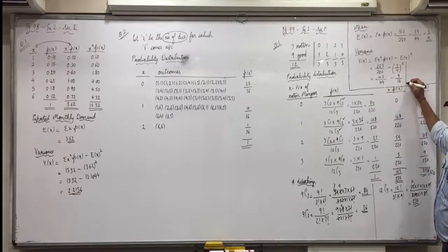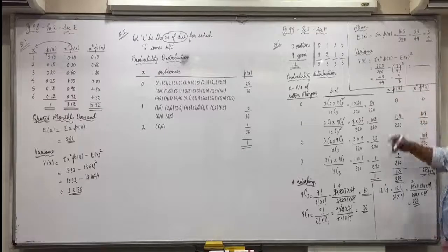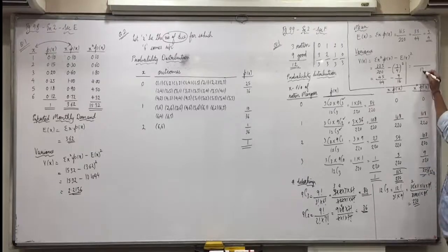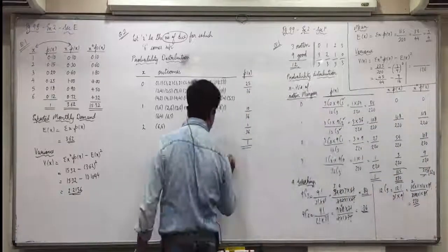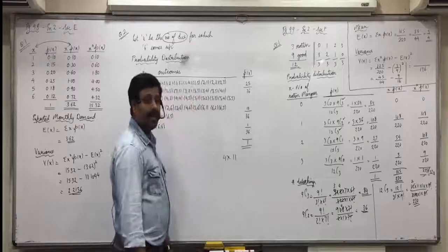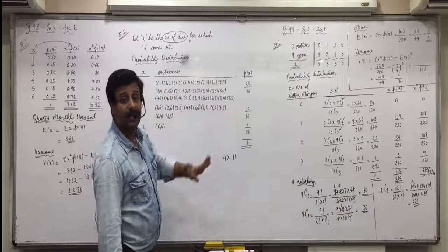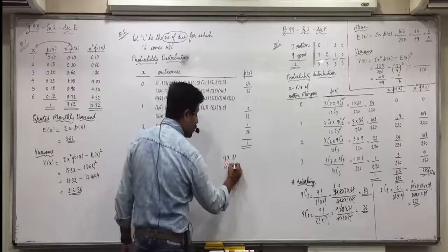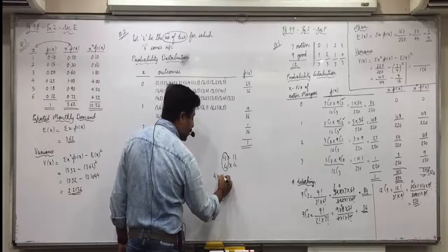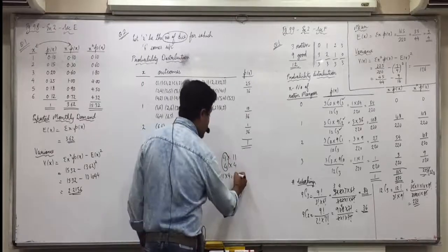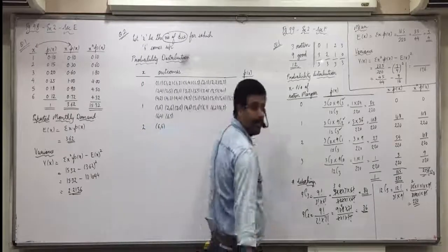Now, what is the LCM of 44 and 16? 44 is 4 into 11, 16 is 4 into 4. So 16 into 11, 176 is the LCM. What are 44's factors? 4 into 11. What are 16's factors? 4 into 4. This 4 is common. So 4 into 11 into 4, that is 176 is the LCM. Okay.